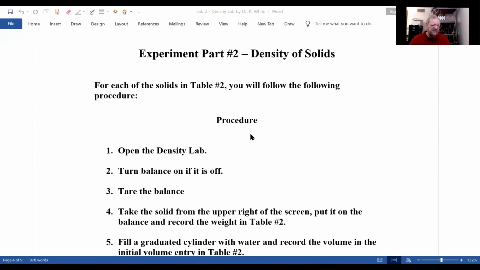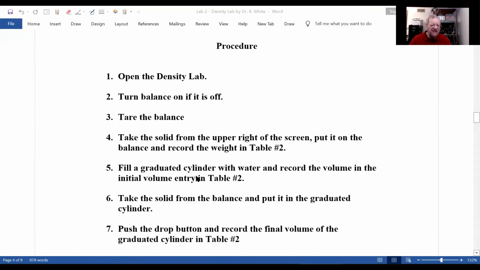Let's go through this. You'll open the density lab, turn the balance on if it's not, tare it, zero it, then take a solid, and I'll show you this in a second, from the upper right-hand screen, put it on the balance, record the weight in table 2, fill the graduated cylinder with water, record the volume, and this first volume, you're going to call the initial volume, and you'll put that in table 2.